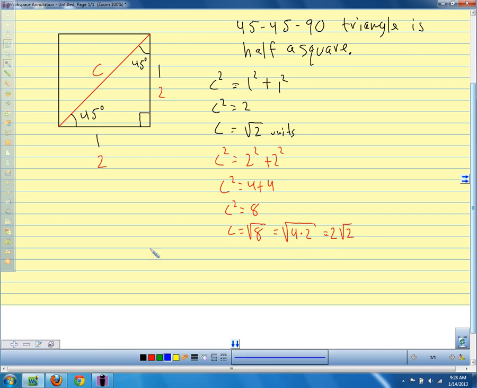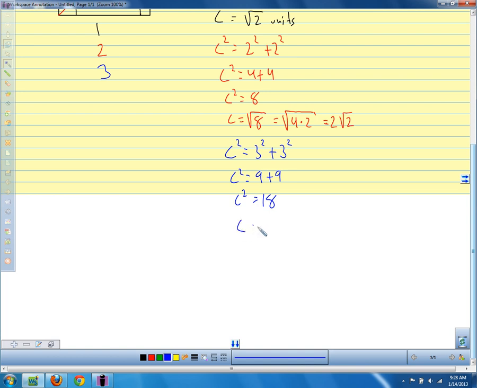Well, let's see what happens if the side length is 3. So I get c squared is 3 squared plus 3 squared. C squared is 9 plus 9. So c squared is 18. C is the square root of 18.